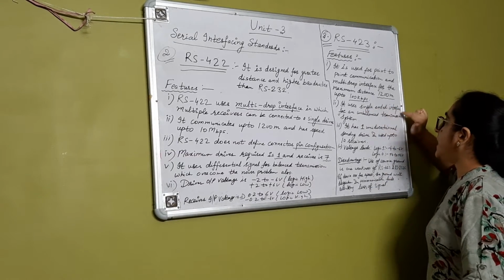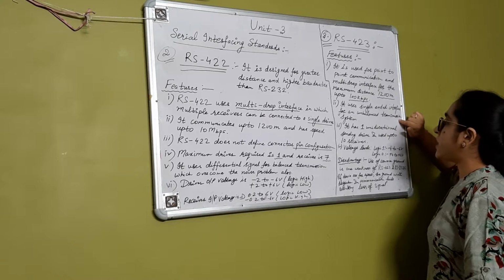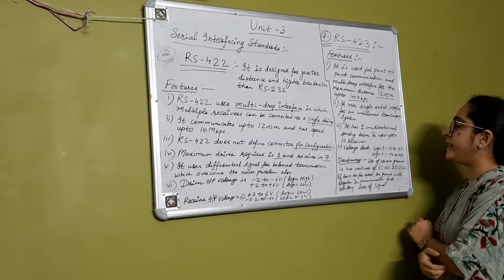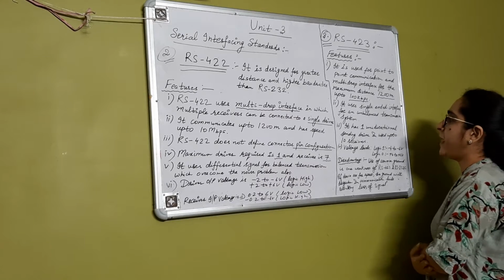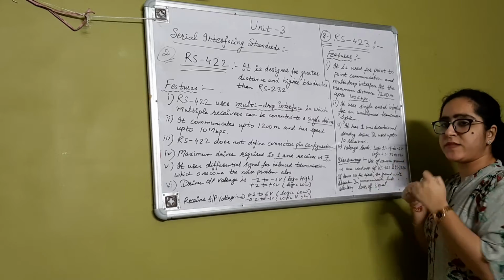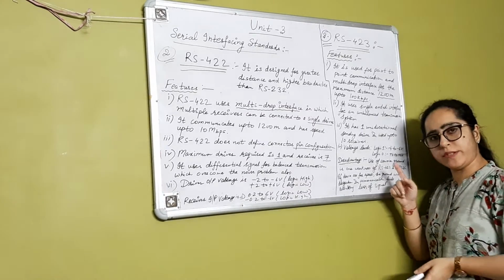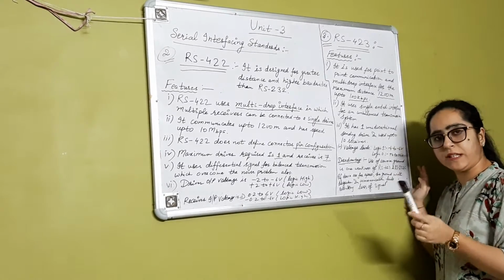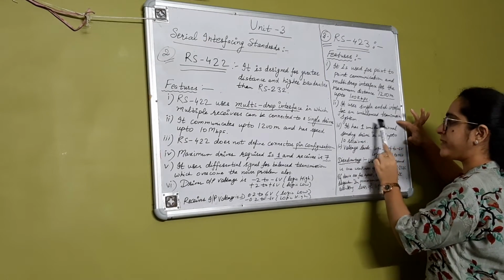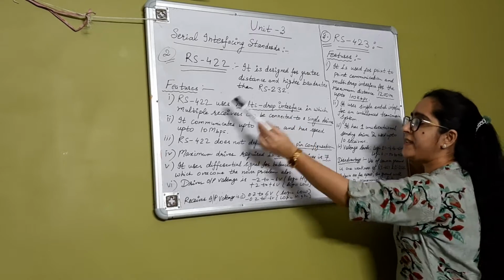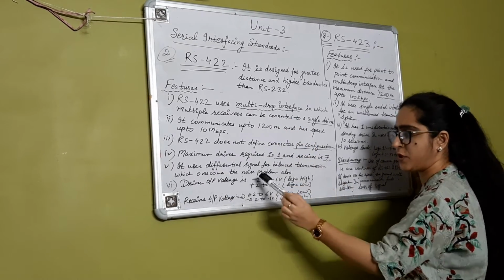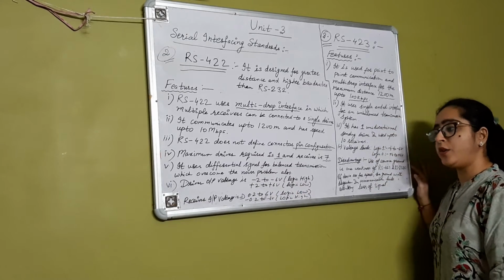It uses a single-ended interface for an unbalanced transmission system. That single-ended interface was used by the RS232 also. It was also used by the single wire. So this also uses the single-ended interface for an unbalanced transmission system, whereas RS422 uses the differential signal for balanced transmission, which also overcomes the noise problem.